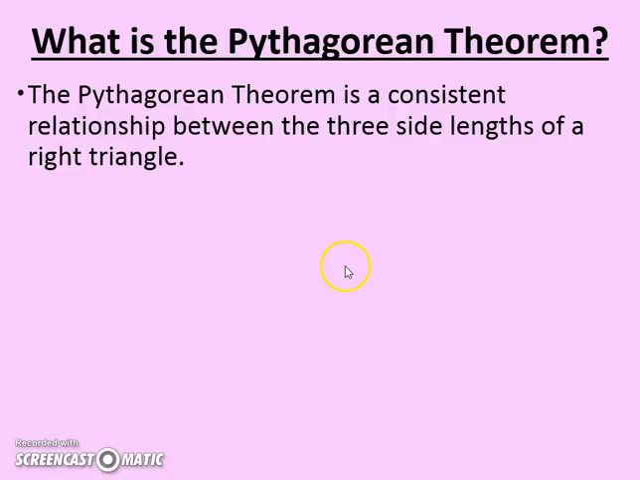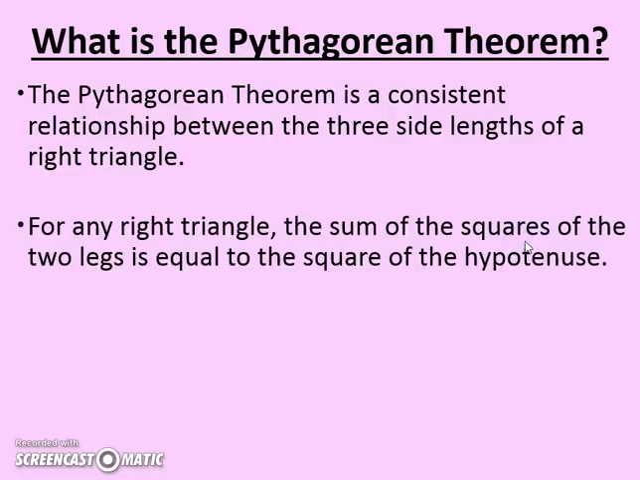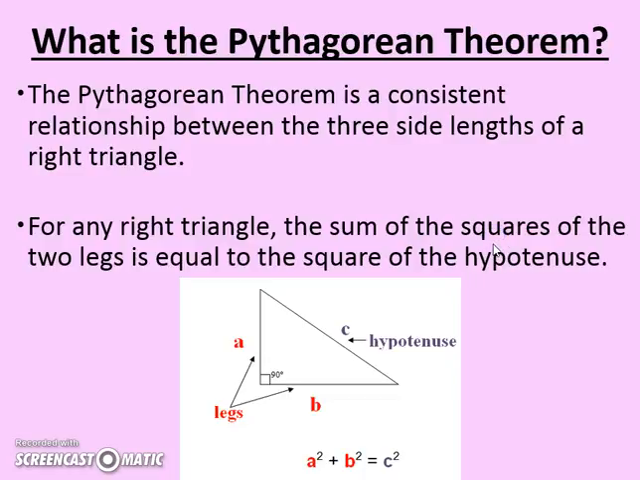The Pythagorean theorem is a consistent relationship between the three side lengths of a right triangle. For any right triangle, the sum of the squares of the two legs is equal to the square of the hypotenuse. In other words, a squared plus b squared is c squared. The legs squared added together always equals the hypotenuse squared.